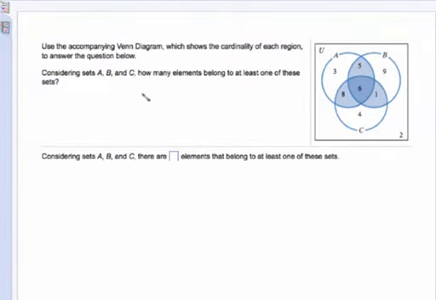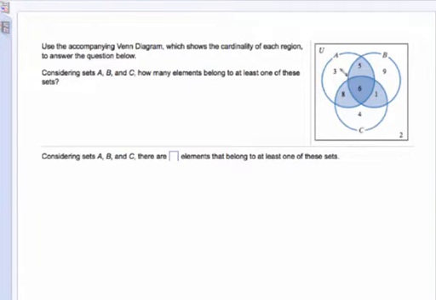All right, considering sets A, B, and C, how many elements belong to at least one of these sets? At least one of these sets is anything that's within these circles. At least one means belongs to one set or two sets or three sets. So what we want to do is add up all of these numbers, being sure that we don't count some of these twice, like the 5 and the 6 and 8 and 1 that are in the intersection. Do not count them twice.